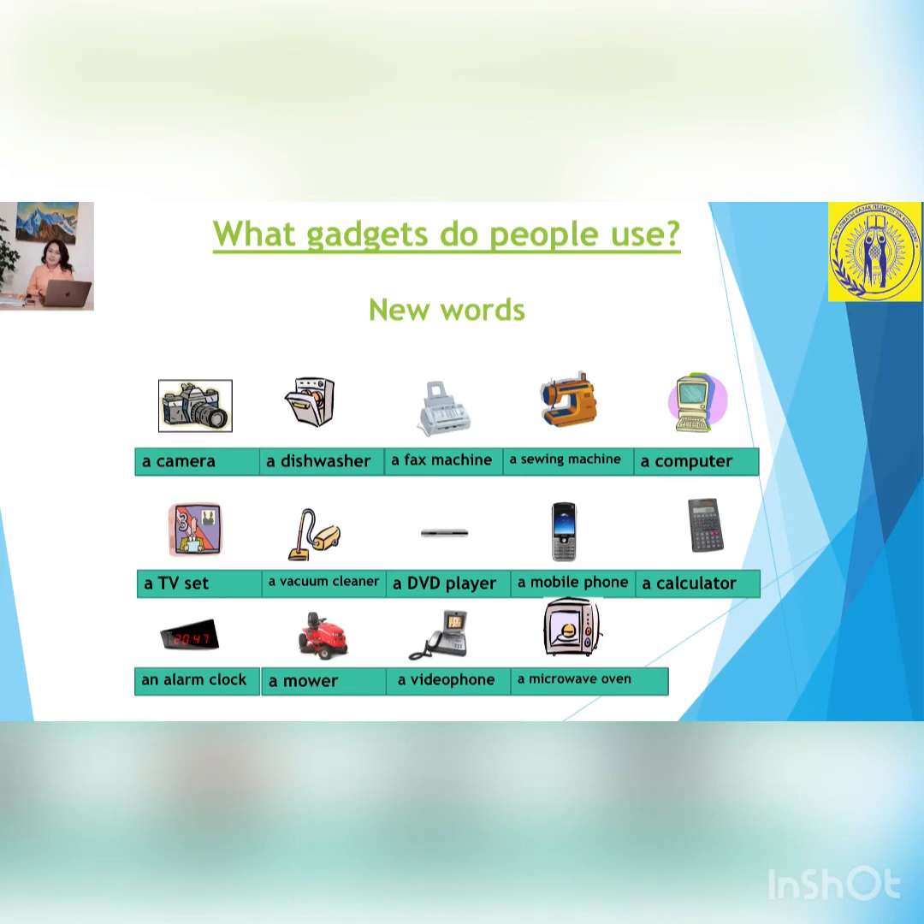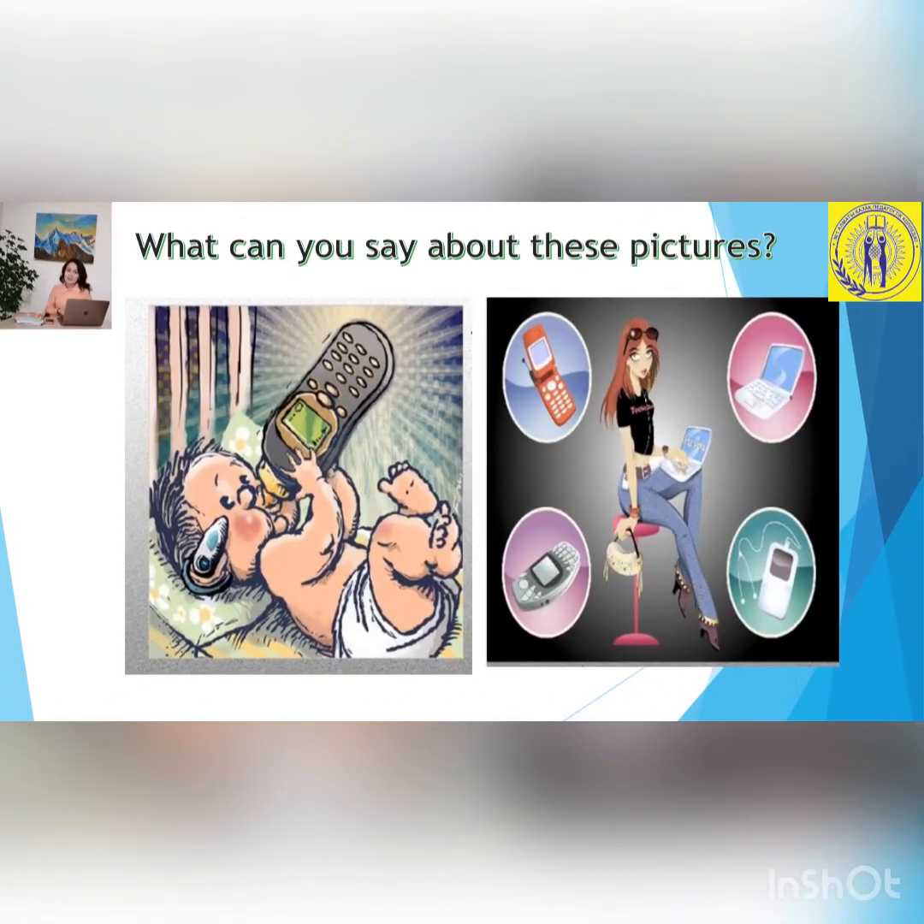A camera, a dishwasher, a fax machine, a sewing machine, a computer, a TV set, a vacuum cleaner, a DVD player, a mobile phone, a calculator, an alarm clock, a mower, a video phone, a microwave oven. Okay, now tell me please, what can you say about these pictures? Yeah, there are a lot of different gadgets in our life.